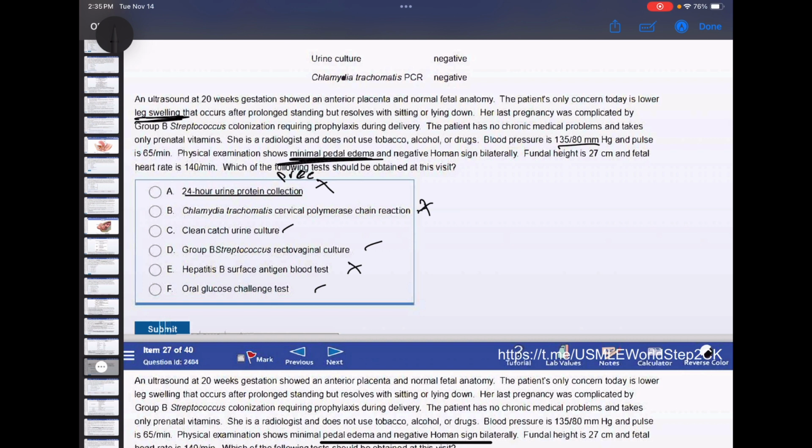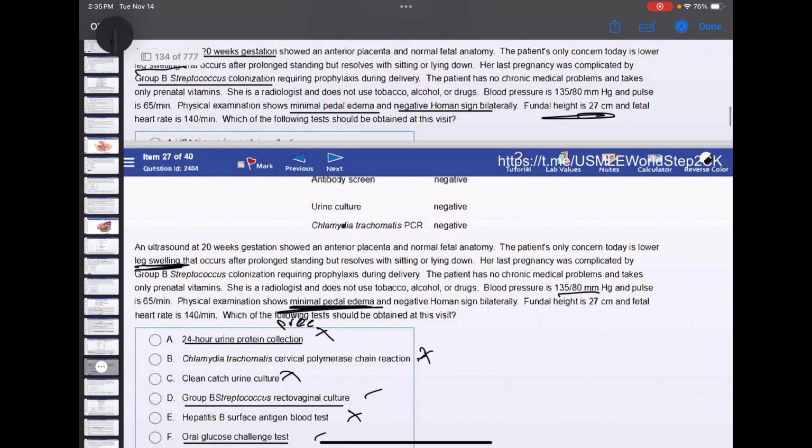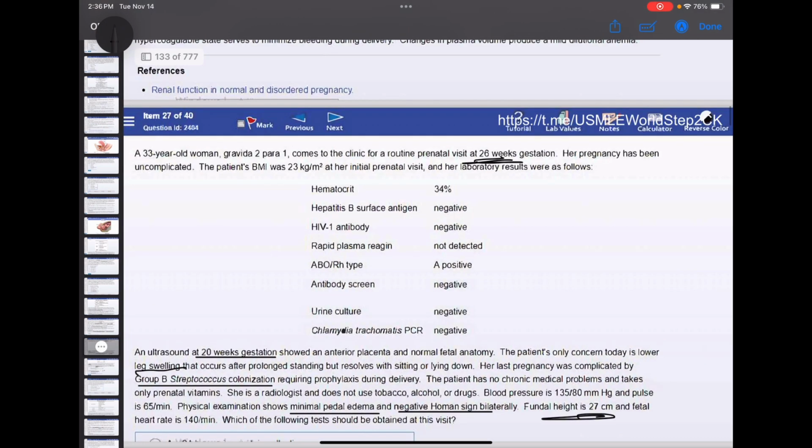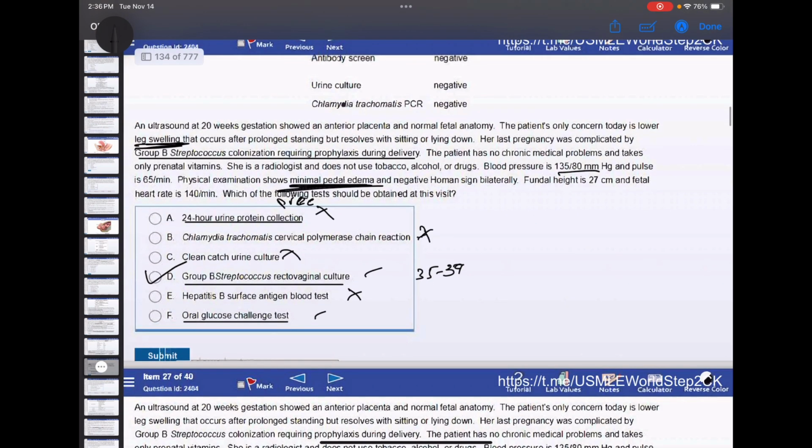Clean catch urine culture has already been obtained, and then we have the options: group B streptococcus rectovaginal culture and oral glucose challenge test. And we read that in the previous pregnancy group B streptococcus colonization was there and they required prophylaxis. We would think that we have to do this now, but group B streptococcus rectovaginal culture is obtained from 35 to 37 weeks. So right now the gestational age is 26 weeks, and we do have the oral glucose challenge test, which is done from 24 to 28 weeks. So we are going to go for the oral glucose challenge test.